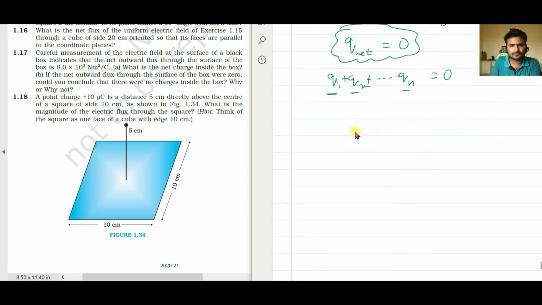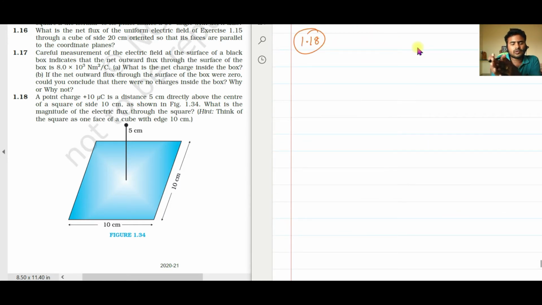Number 1.18. Similar to this question 1.18, we have already discussed that in the theory part. When we discussed Gauss law, after Gauss law, I have done an exclusive video separately on problems on Gauss law. So you can go and watch that, because that will be really helpful. Varieties of problems we have solved on Gauss law. So this question is very similar to that.